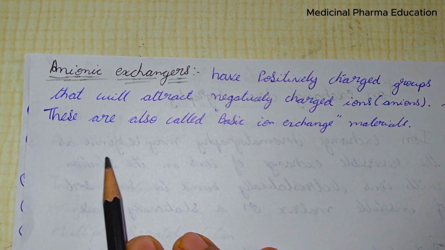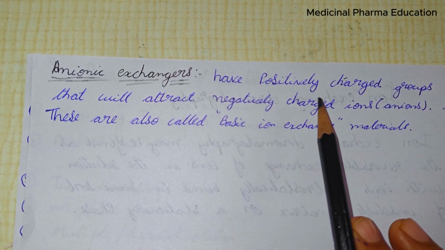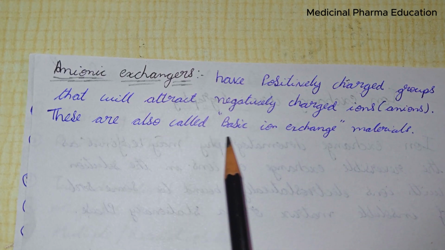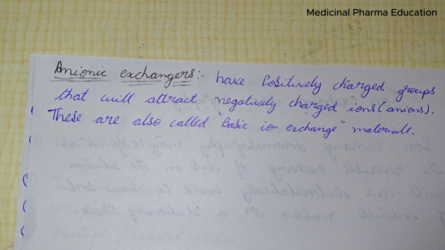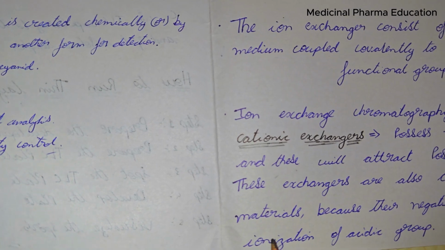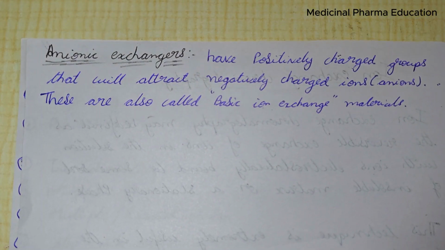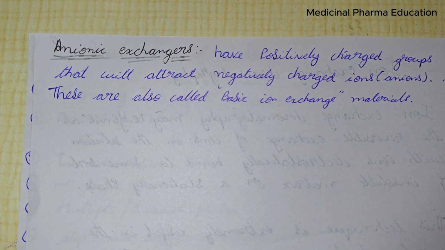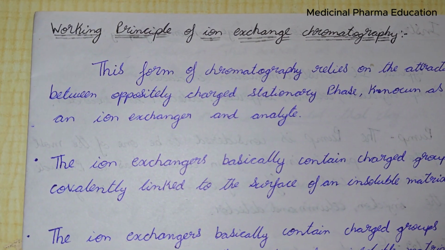Now see, anionic exchangers have positively charged groups that will attract negatively charged ions. These are called basic ion exchangers because here there is ionization of a basic group, whereas in the earlier case it was ionization of an acidic group. That's the concept behind ion exchange chromatography. Now we will discuss the working principle of ion exchange chromatography.